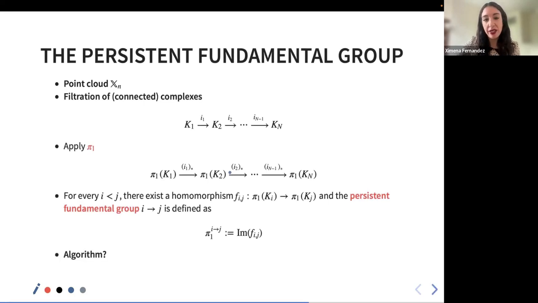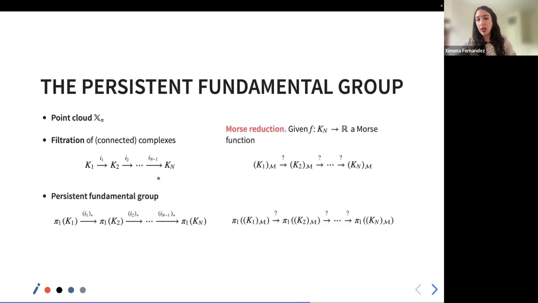The problem here is, what's the algorithm to compute all these objects? I've shown you some algorithm to compute the presentation of pi1 using trees, but in general, these presentations are too big. So the starting point is to suppose that we want to use Morse theory. We define a Morse function on top of the last complex of the filtration, okay?